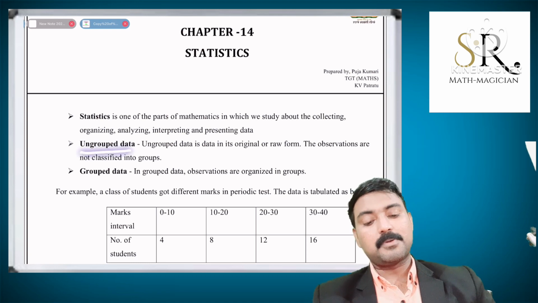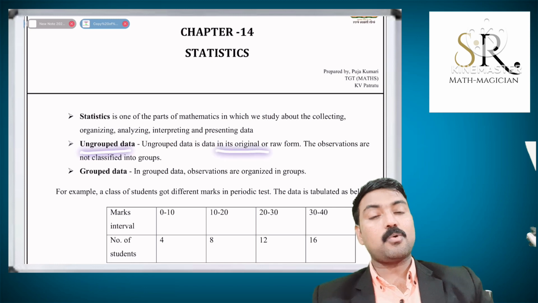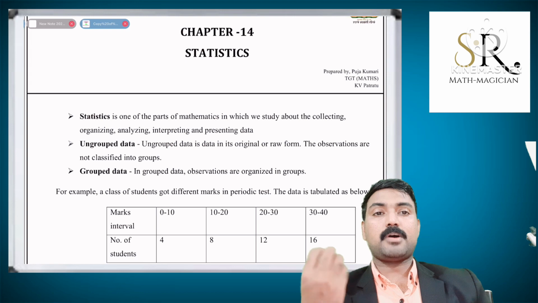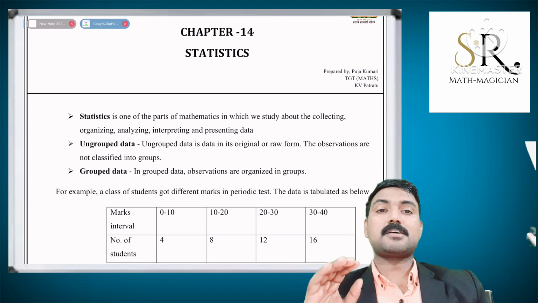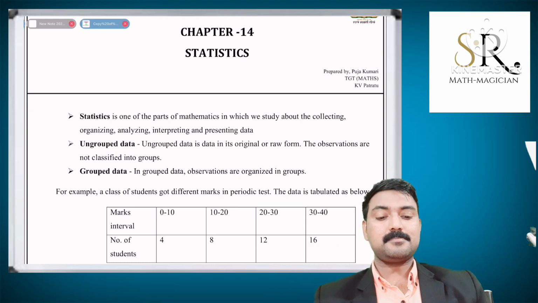Now what is ungrouped data? Ungrouped data is the original form. Suppose we collect the weights of students, then 50 kilogram, 60 kilogram, in such a way each and everyone's weight we mention, then it is ungrouped data.